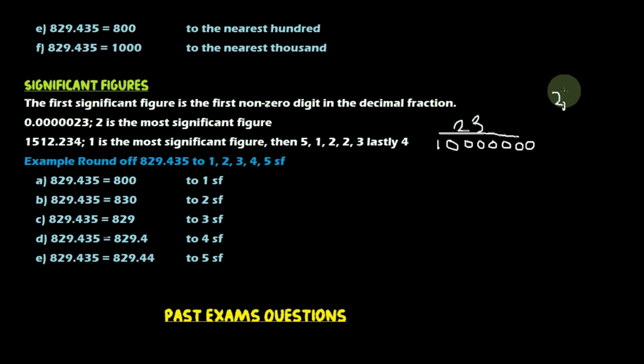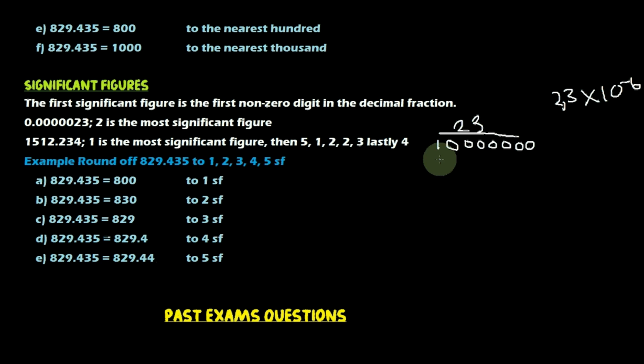If you lose them, then the number does not make sense. If they are there, they make the number make sense. What do you mean by this? If you have a number like 0.000023, 2 is the most significant figure. Why? Because it is the first value that gives the number significance.